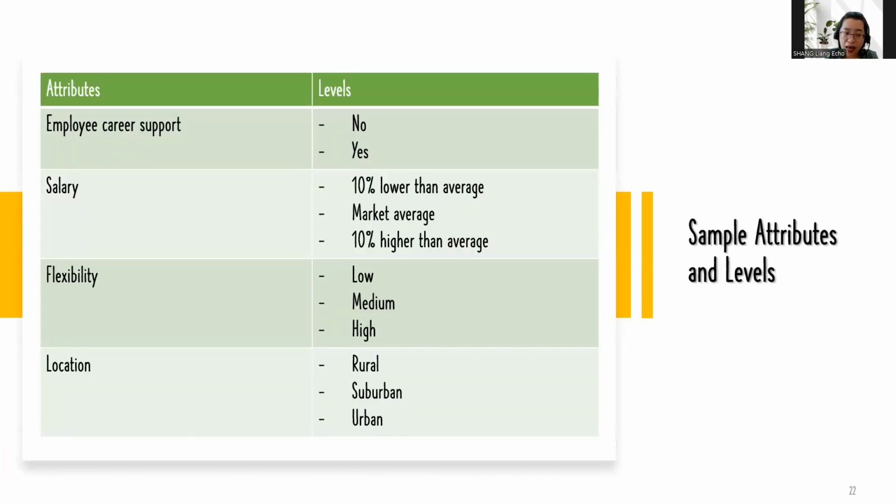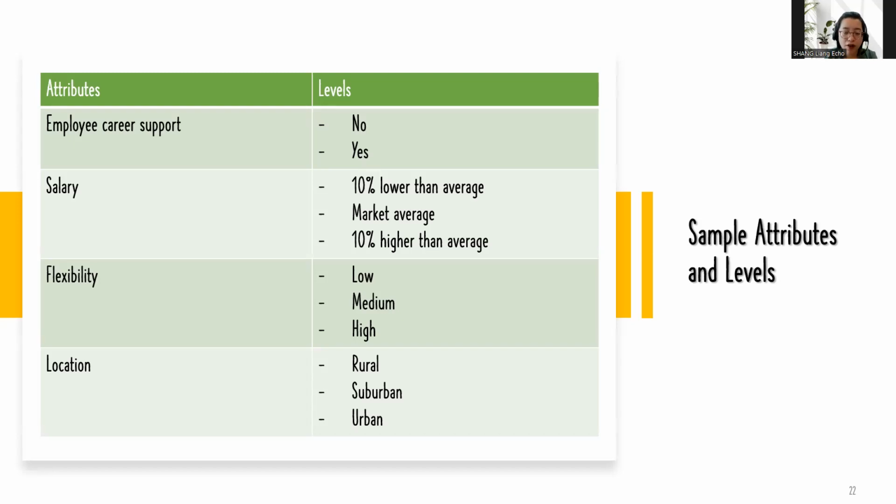For example, here we have outlined 4 attributes and their levels in this sample project. We can have employee career support, whether a company offers sufficient support to their employees so that they can further advance their career, like job training, mentorship, and coaching opportunities. We have two levels under this attribute, yes and no. The second attribute we have is salary. We have three different levels to describe the salary level of a job opportunity: 10% lower than the market average, the market average, and 10% higher than the market average.